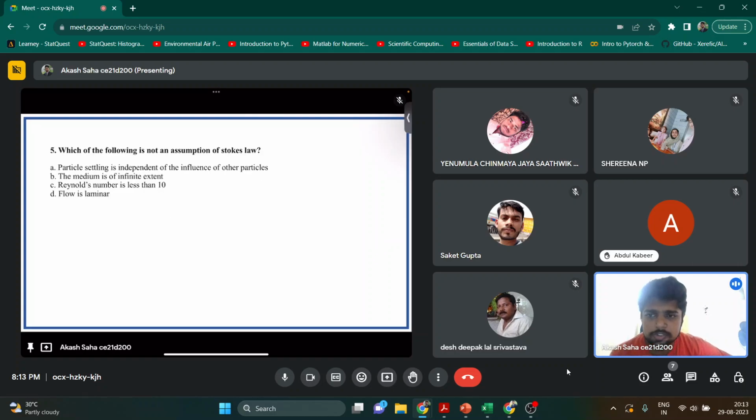Okay. So which of the following is not an assumption of Stokes law? So we have the Stokes law, we have various assumptions. Particle settling is independent of the influence of other particles. Medium is of infinite extent. Reynolds number should be less than 10. Flow is laminar. So which of the following is not an assumption of Stokes law?